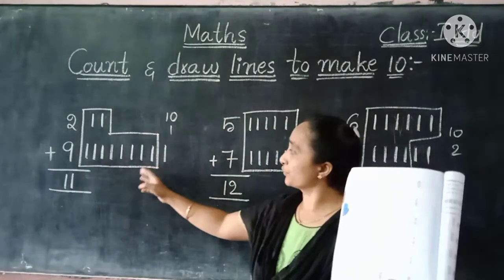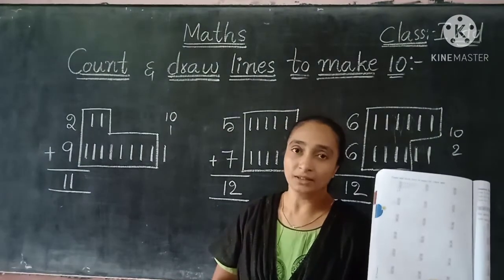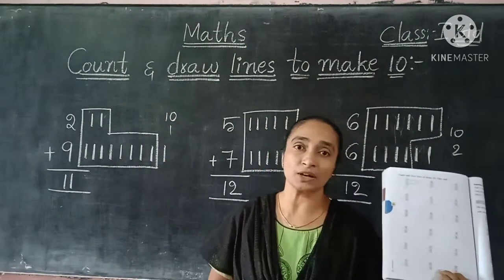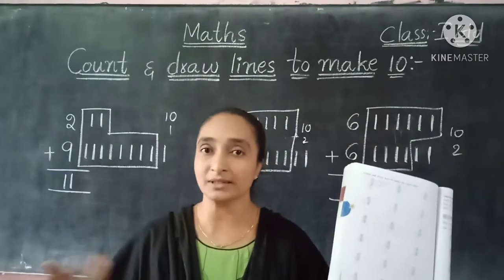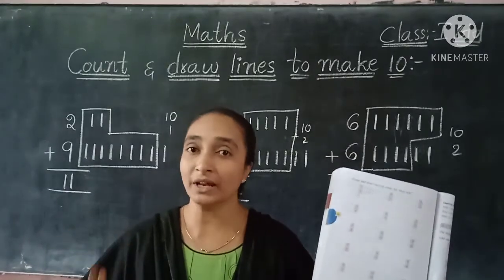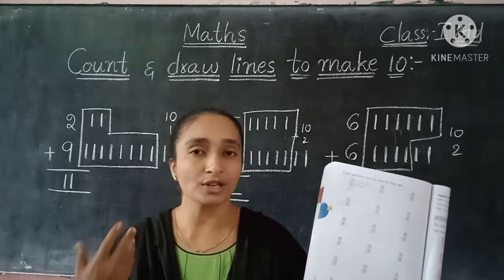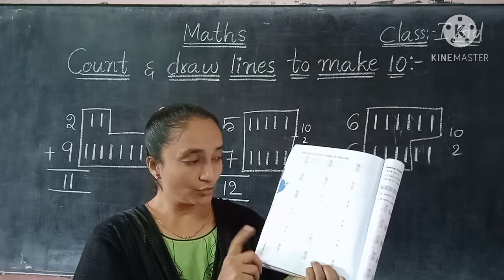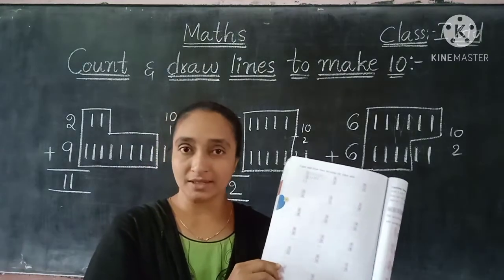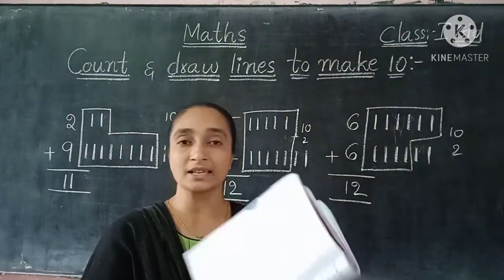So for this 10, if 1 line is remaining, 10 plus 1 is 11. If 2 lines are remaining, 10 plus 2 is 12. If 3 lines are remaining, 10 plus 3 is 13. In the same way, if 8 lines are there, 10 plus 8 is 18. So easily we will get an answer. Okay children? In this way you can complete this. So here we have completed this exercise, children.